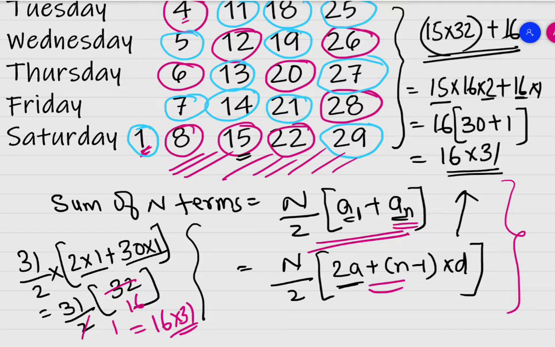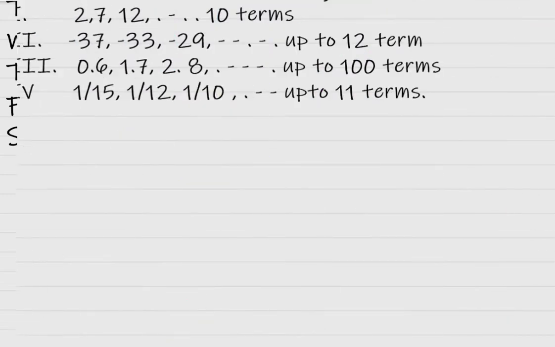In the first formula, a1 is the first term, an is the last term. And in the second formula, a is your first term, n is the number of terms, and d is your common difference. This n and this n are the same. Please keep that in mind.